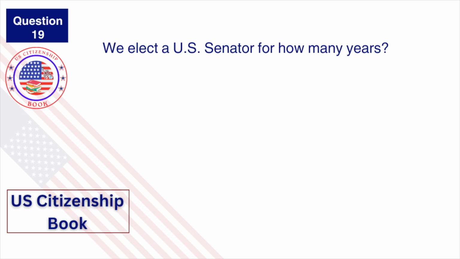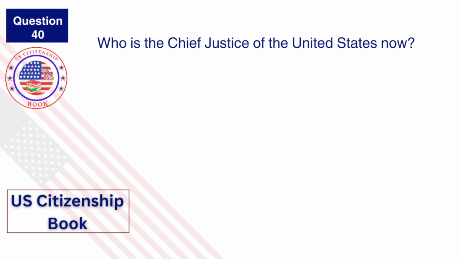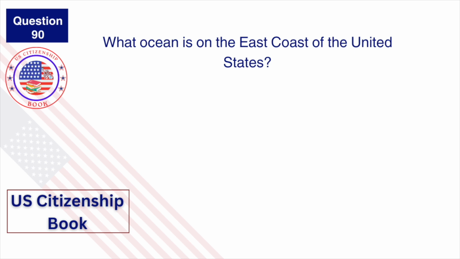We elect a U.S. Senator for how many years? 6. Who is the Chief Justice of the United States now? John Roberts. What ocean is on the east coast of the United States? Atlantic Ocean.